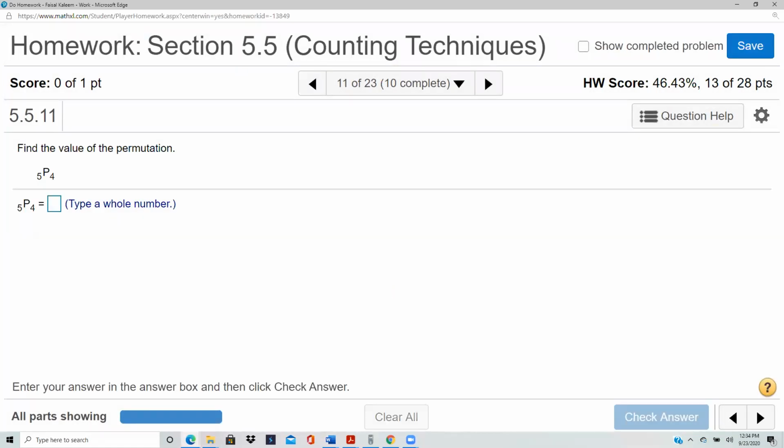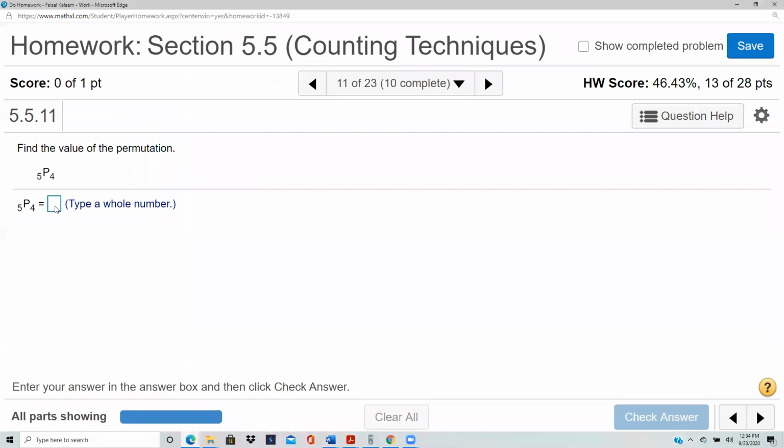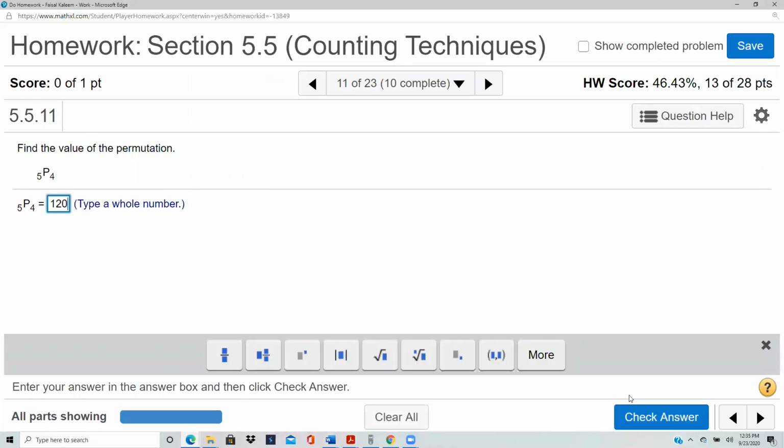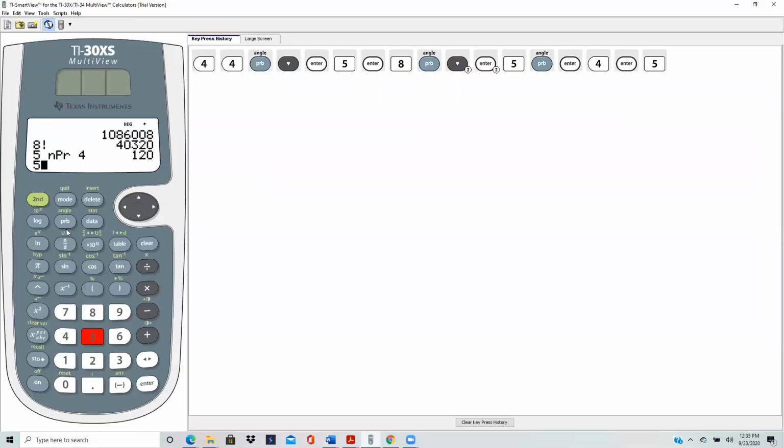And then 5P4, similarly, permutation is in the same place. So you do 5, you hit the PRB button, and now you select permutation. It's already on that, enter, and 4. So that's 5 permutation 4, and enter. So that's 120. Five combination 3: 5, PRB, scroll to NCR, enter, and then 3, enter. So 10.